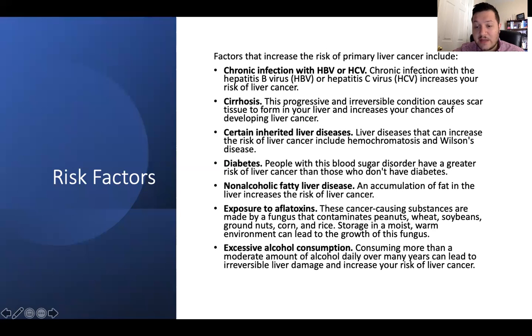There's also excessive alcohol consumption. This probably is one of the main risk factors. So consuming more than a moderate amount of alcohol daily over many years can lead to severe liver damage and increase your risk of liver cancer.